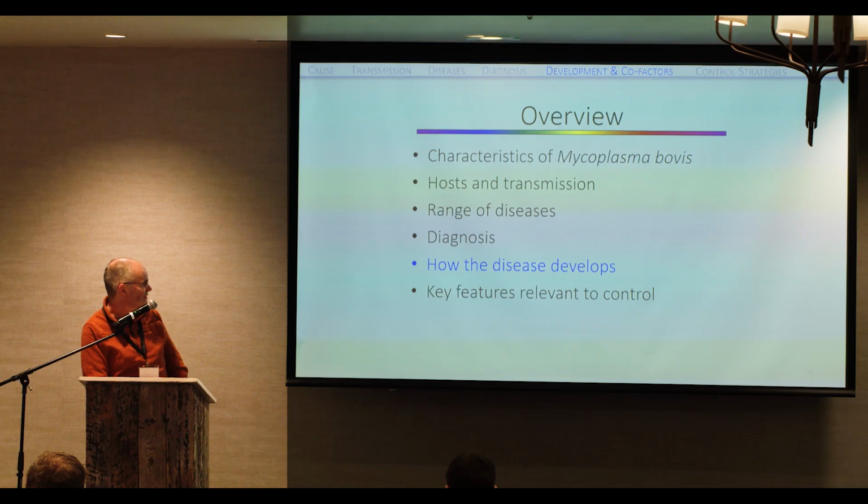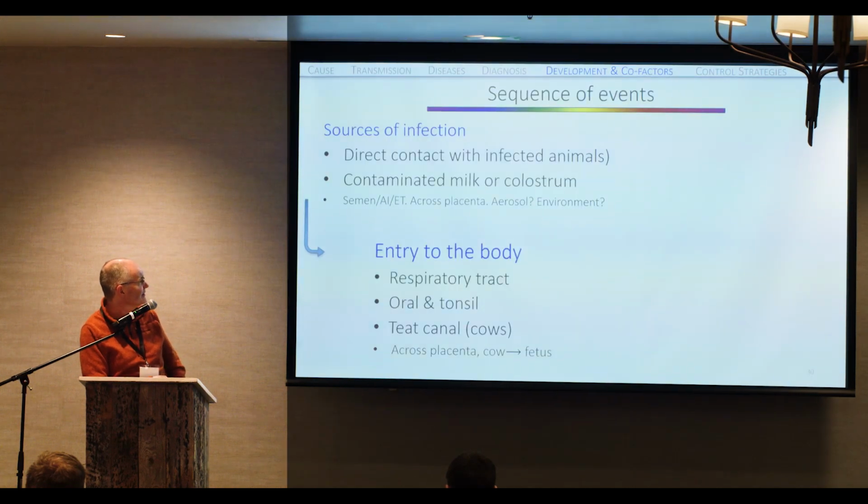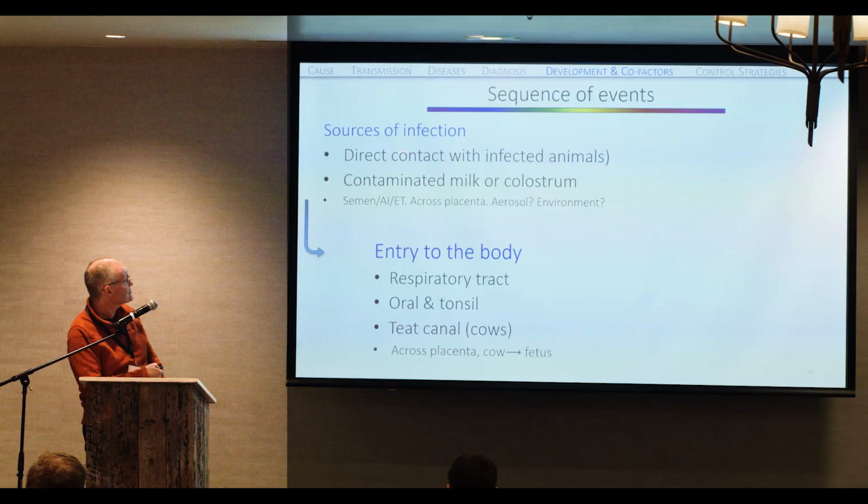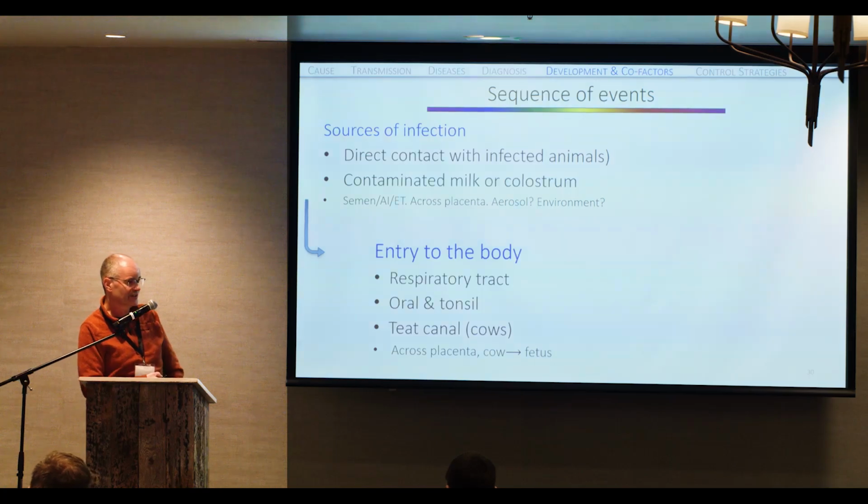Okay, how the disease develops. Again, this is kind of the point of my research, and I'll give you just a couple of examples of the stuff that we're doing. Sequence of events, again, I've covered this already. So sources of infection typically would be direct contact with infected animals or ingestion of contaminated milk or colostrum.